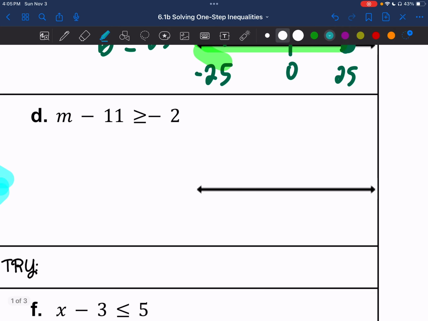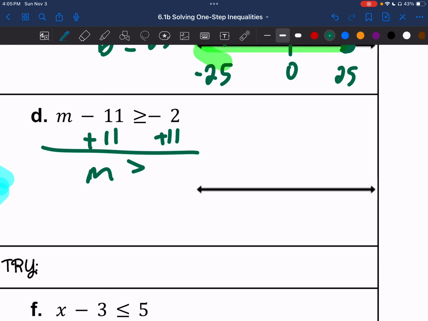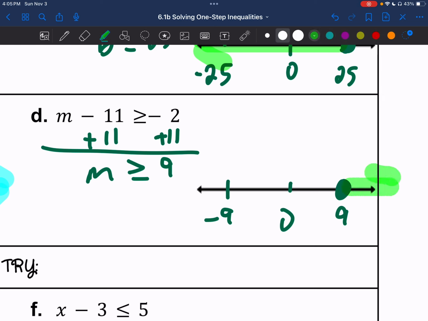Letter D, m minus 11 is greater than or equal to negative 2. We're going to add 11 to both sides. M is greater than or equal to 9. So we have points at negative 9, 0, positive 9. It is a closed dot at 9. And we are shading to the right since m is greater than 9.